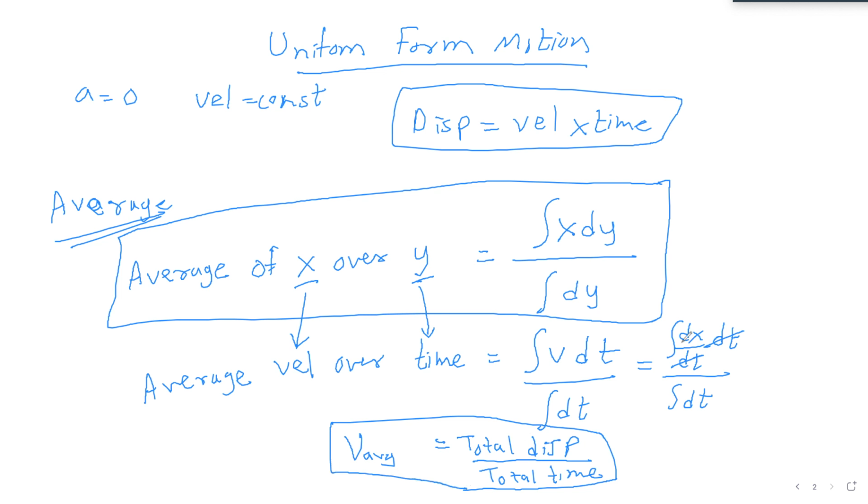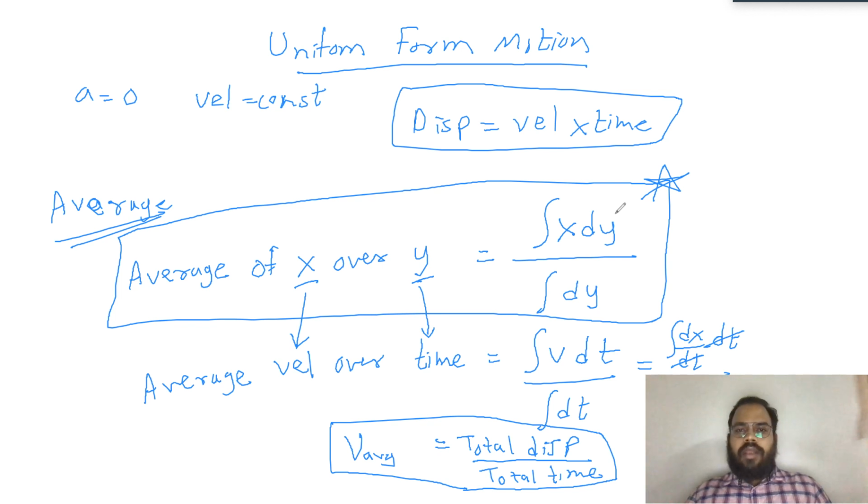Okay, so this is important, just remember this, and you can do it for whatever is asked of you. If I ask you average displacement over time, average velocity over displacement, whatever, just remember the average of x over y is the integral of x dy upon the integral of dy. It may simplify or it may not simplify, but you have to check it whenever it is done.